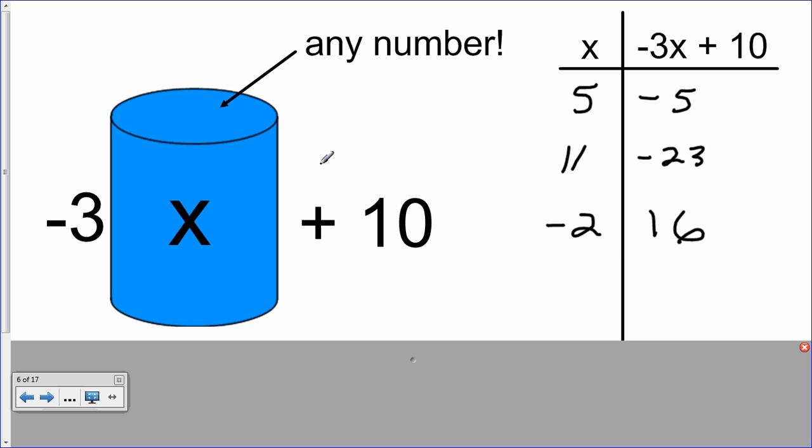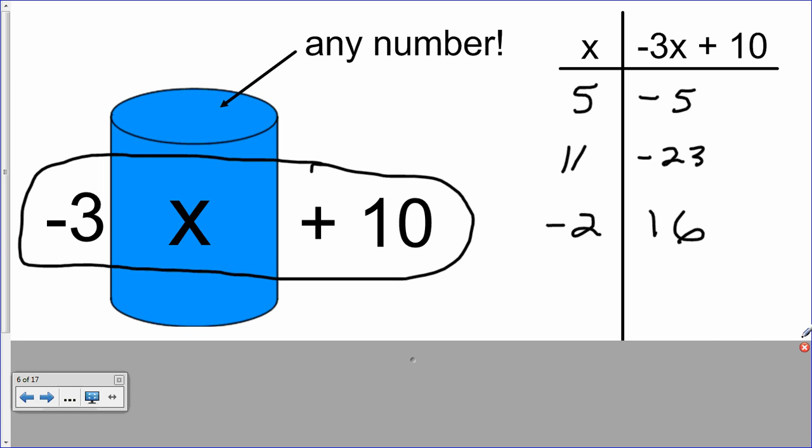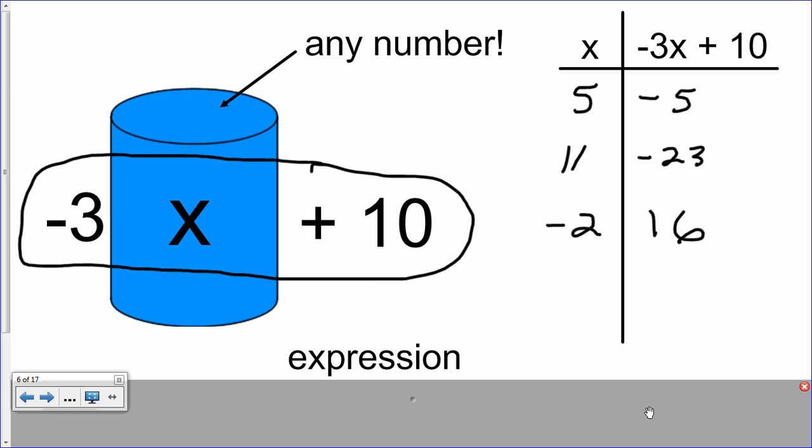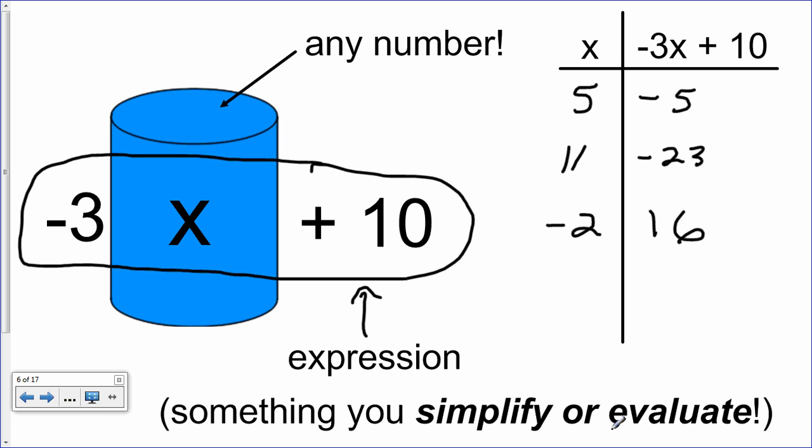Now, vocabulary. This negative 3x plus 10 is called an expression. An expression. And what we're doing with this expression, when we throw a number into the variable bucket and then we determine what the value of the expression is, that's called evaluating the expression. You can evaluate an expression if you know what the number in the bucket is, if you know the value of the variable.